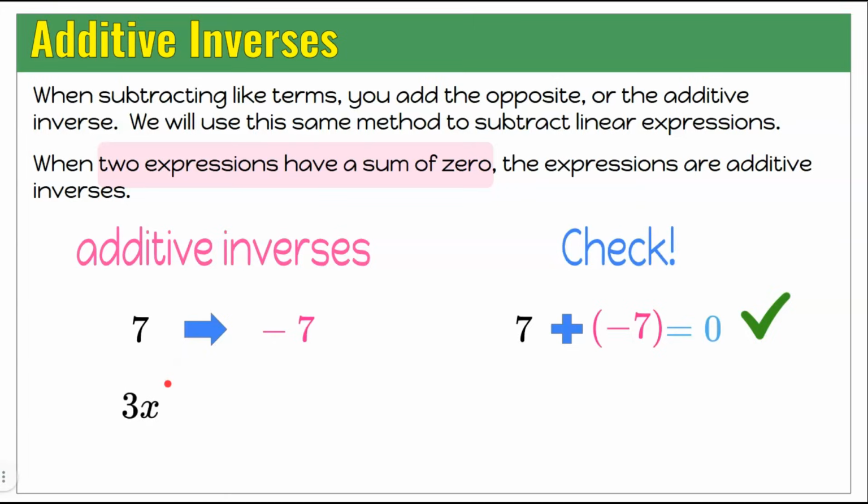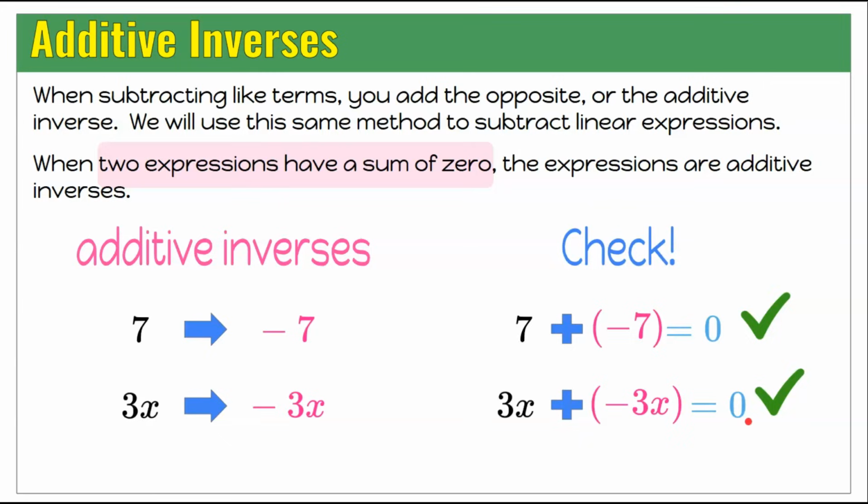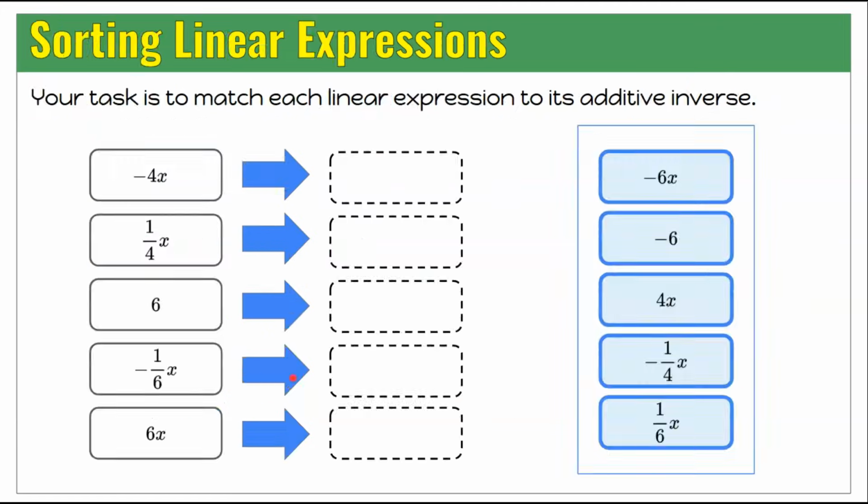What do you think the additive inverse is for the variable term 3x? I hope you came up with -3x. Let's check it. When we take 3x and add -3x, we end up with 0. So it checks. 3x and -3x are additive inverses. You can also note that if you multiply a value by -1, you get the additive inverse. 7 multiplied by -1 is -7. 3x multiplied by -1 is -3x. We're going to apply that idea coming up.